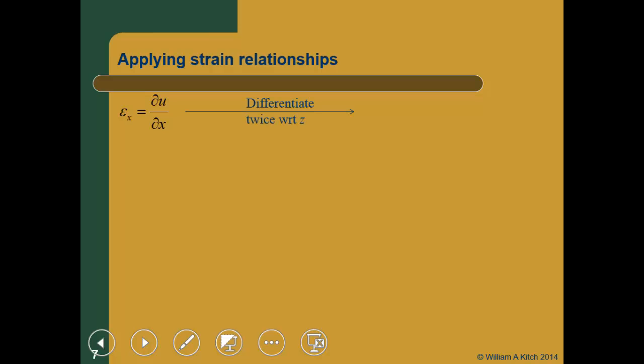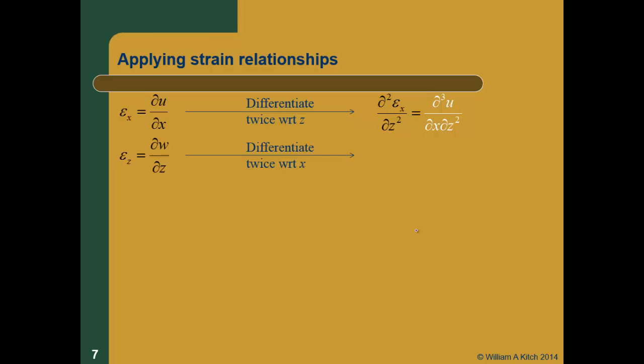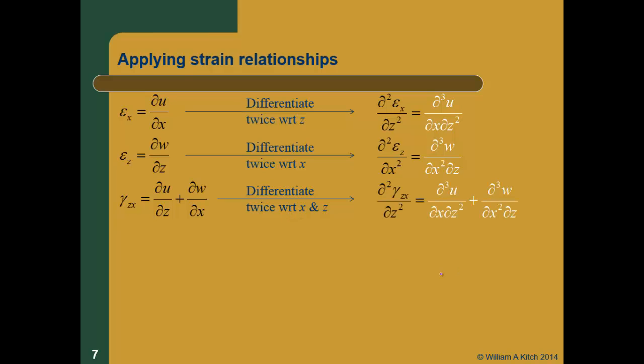So if I take that and differentiate it twice with respect to z, I'm going to get that the second partial of epsilon x with respect to z is equal to the third partial of u with respect to x times dz squared. Now, it's not apparent at all why we would do this, but it will be in the end. And similarly, if I differentiate epsilon z with respect to x twice, I'm going to get the third partial of w with respect to x squared dz. And if I differentiate the shear strain with respect to x and z, I'm going to get the third partial of u dx dz squared plus the third partial of w dx squared dz.